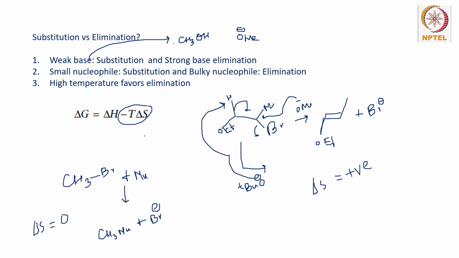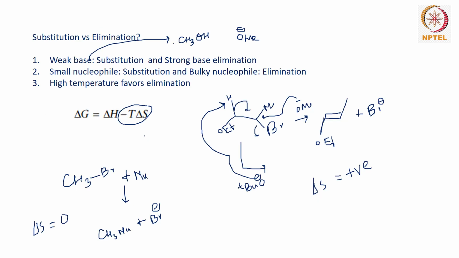So for elimination reaction, the reaction always favors high temperature, because at high temperature T will be high, so this part will be negative, and it can overcome the delta H value, and we can get our delta G negative. Whenever it's room temperature, it usually prefers substitution. But if you give some amount of heat, it prefers elimination reaction.